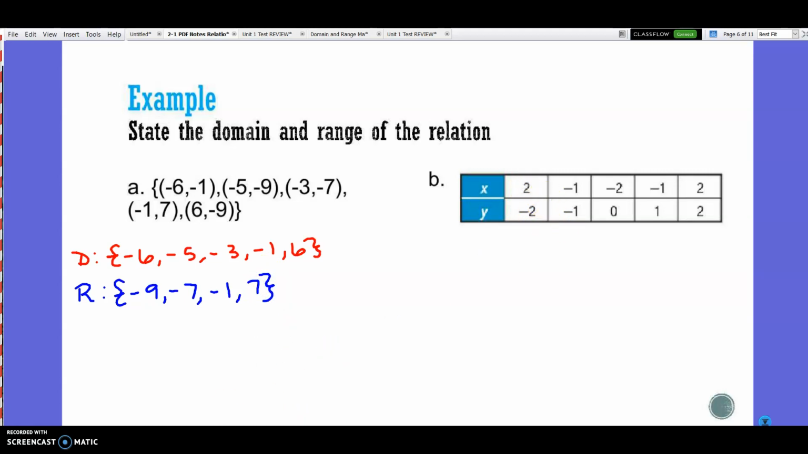For B, a mapping, a table. My X's right here are my domain, but I'm going to rewrite them in least to greatest. So -2, -1, and then 2. There's only 3 elements in the domain here. The range will be -2, -1, 0, 1, 2. Okay, so you write them in order. There do not have to be the same number of elements in your domain as your range. They could be different.